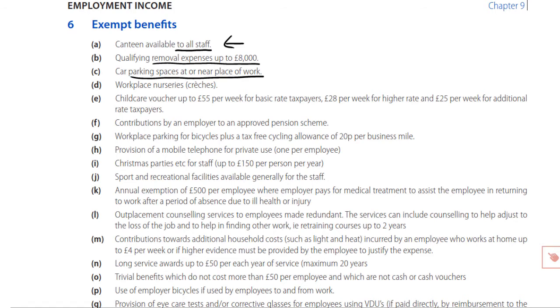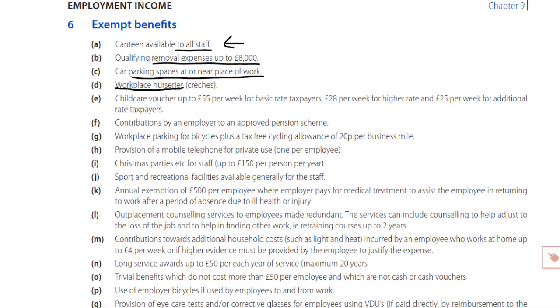Car parking spaces at or near the place of work. Yeah, surprisingly we might think these are an exempt benefit. Now that would also include the situation where it's not just your company car park, there is a car park that the employer owns that surrounds the place of work there, the factory, the office, whatever it might be. But also if the employer didn't have such a facility, but they paid for, say, a season ticket for you to go and park in a private car park. Those are exempt benefits there.